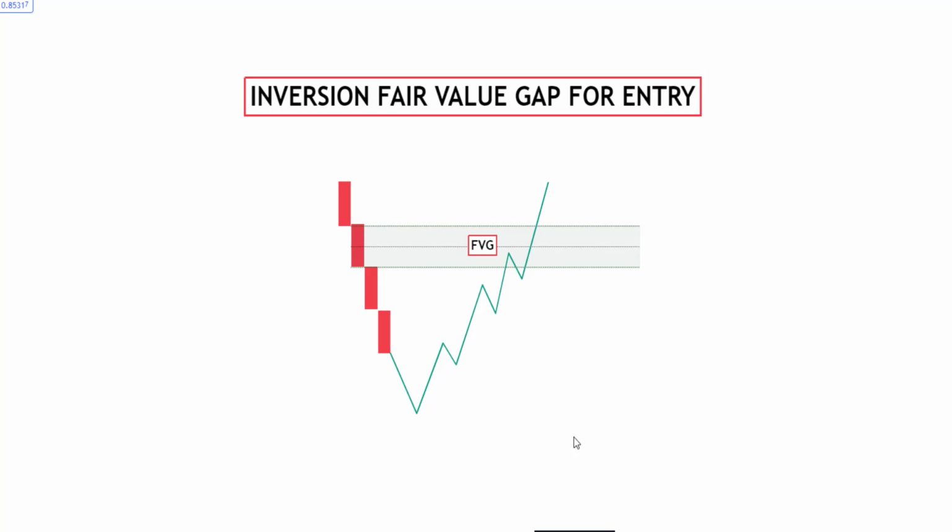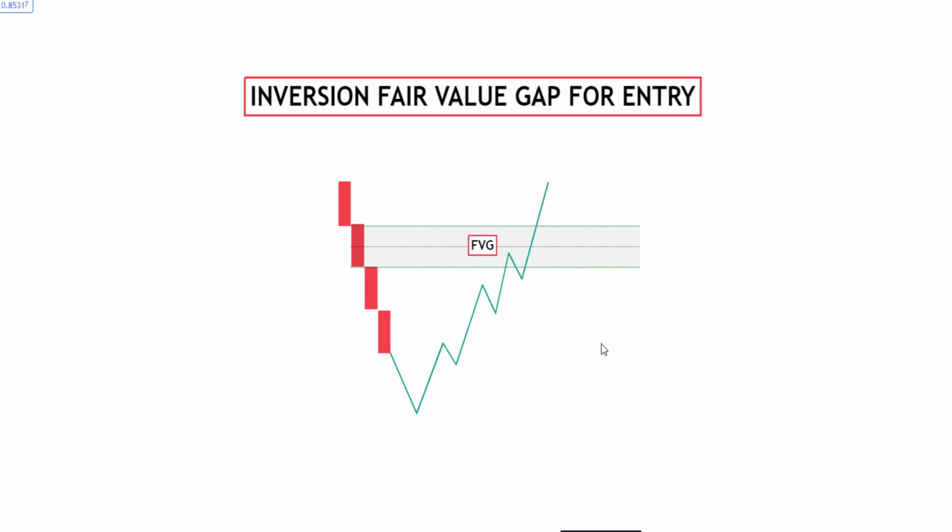In this video, I will be taking time to explain ICT inversion fair value gap for you and how to practically identify them on your chart. And we'll go into the practicals of finding an entry with an inversion fair value gap. But before we go into that, you need to understand what exactly is a fair value gap.